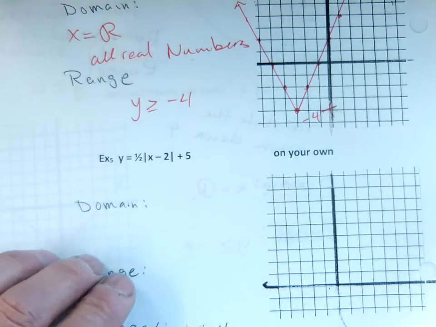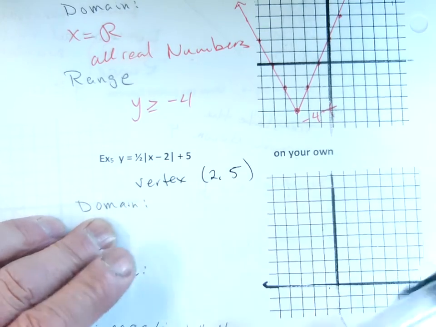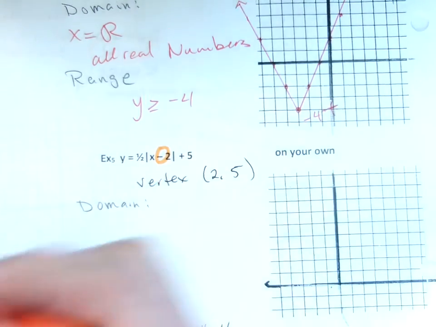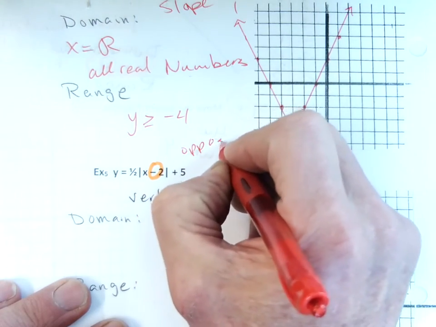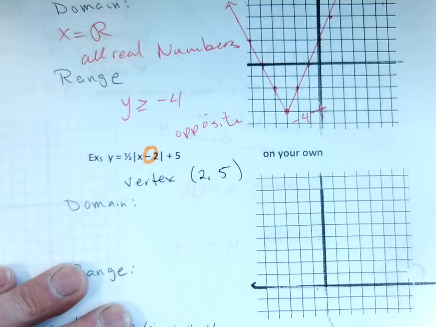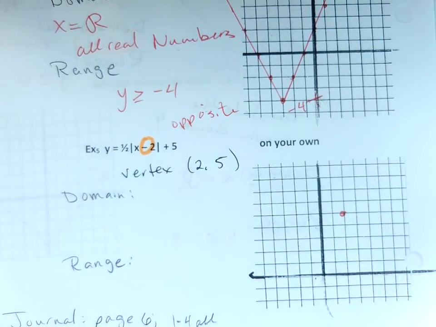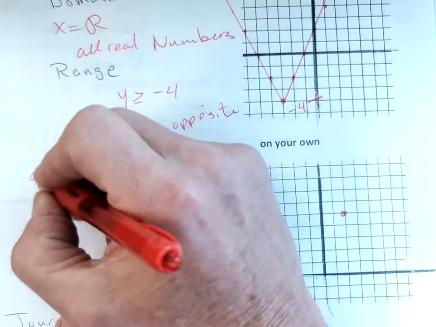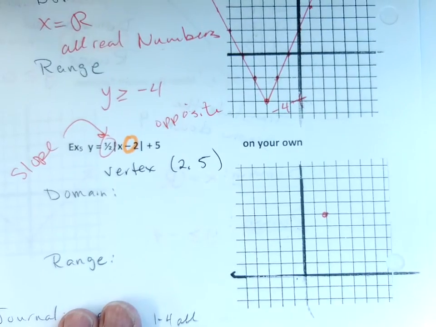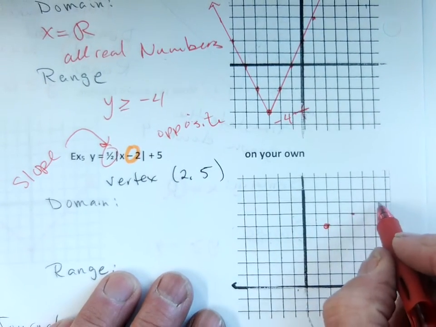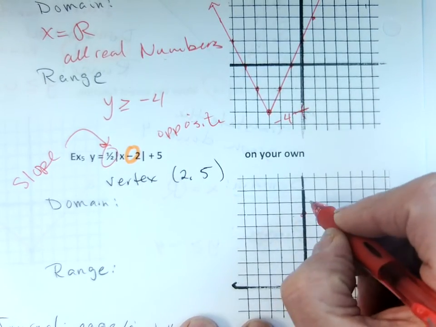Okay. So our vertex is at +2, 5 because it's always the opposite of the inside. 2, 1, 2, 3, 4, 5 is right there. Okay, there's my vertex. I'll have a slope of 1/2. So we're going to go up 1 over 2. And of course, because it's absolute value, I'll have to have it go up 1 over 2 on the negative side.